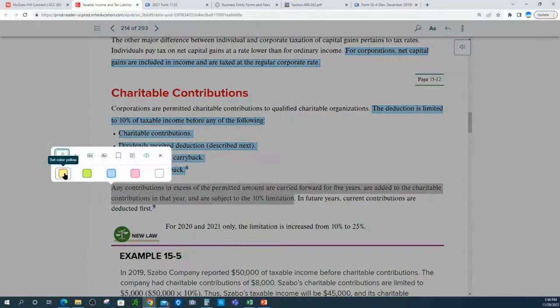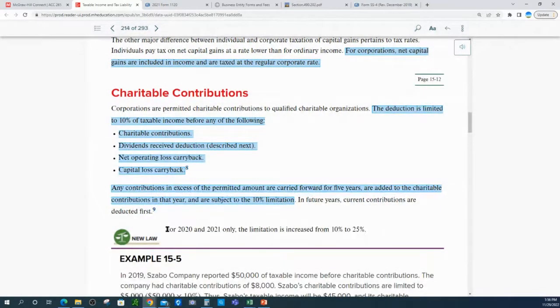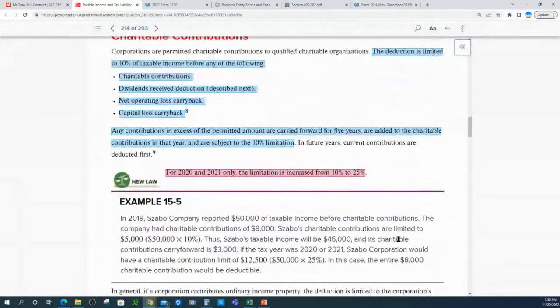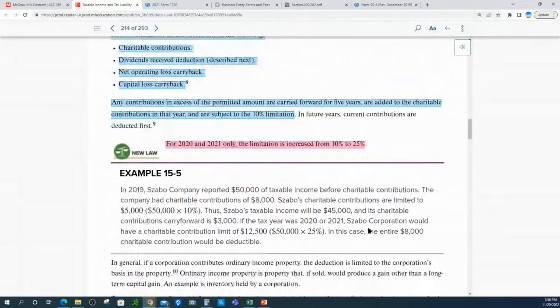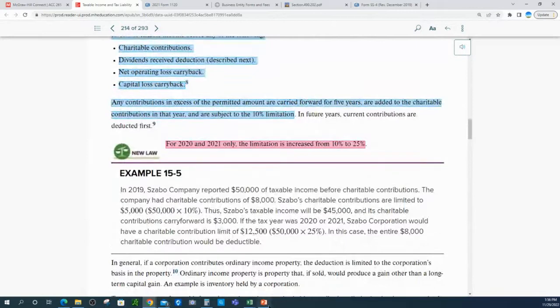It was increased. Now be careful, because some of your problems, because it's 2021, they increased it to 25%, but it was only in 2020 and 2021. Okay, so here we've got Szabo Company. Reported $50,000 of taxable income before any charitable contributions.